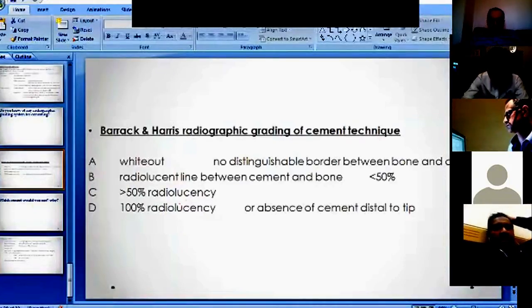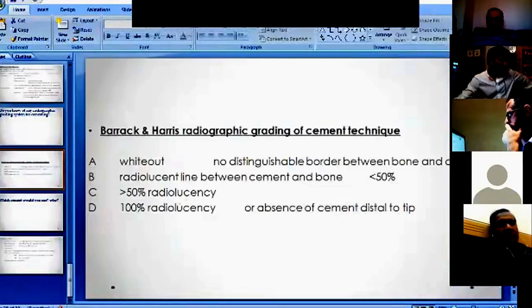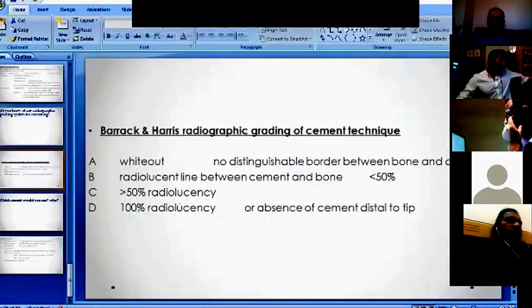But this is the Barak and Harris radiographic grading system for cementing techniques, A, B, C, D. From white out, no distinguishable border between the bone and the cement, to defects of less than 50%. Then B is defects more than 50%, C is radiolucency, and D is either 100% radiolucency around the stem, or absence of cement distal to the tip of the prosthesis.